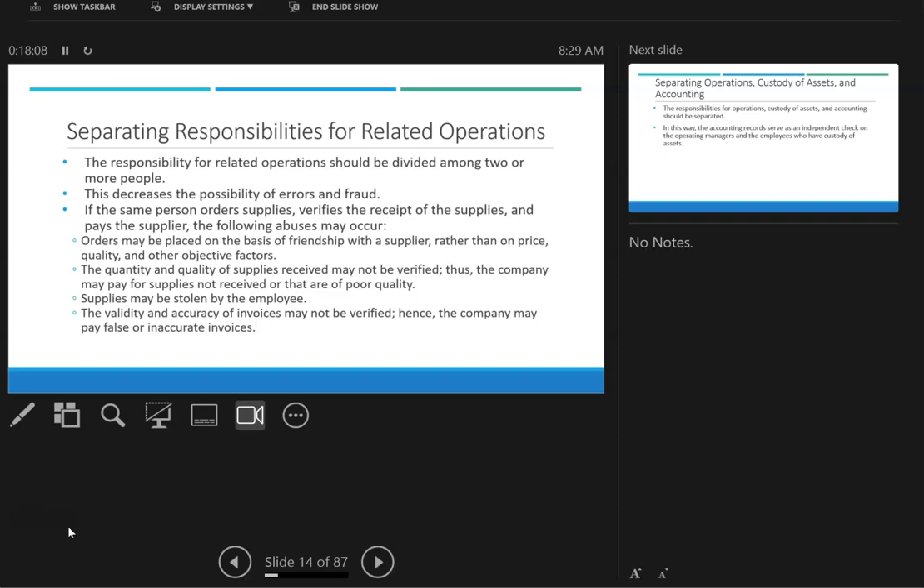Separating responsibilities is a huge piece of controls. The responsibility for related operations should be divided among 2 or more people. If the same person orders supplies, verifies the receipt of the supplies, and pays the supplier, here's what could happen. Orders may be placed on the basis of friendship with the supplier rather than on price, quantity, and other objective factors. The quantity and quality of supplies may not be verified. Supplies may be stolen by the employee. The validity and accuracy of invoices may not be verified, so the company may possibly pay something false or inaccurate.